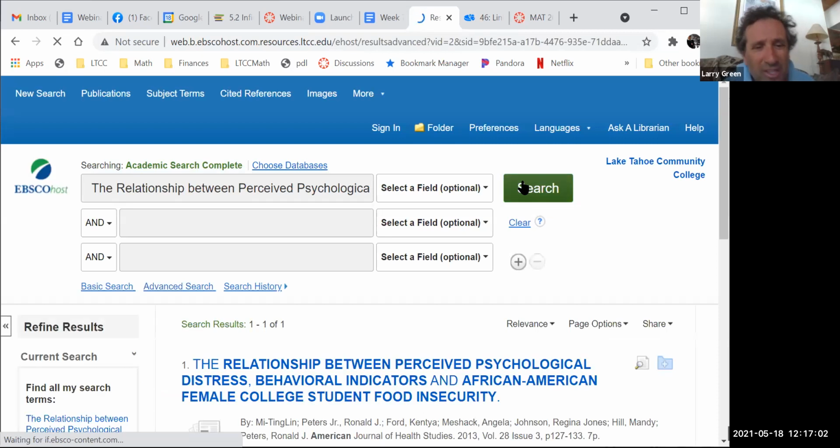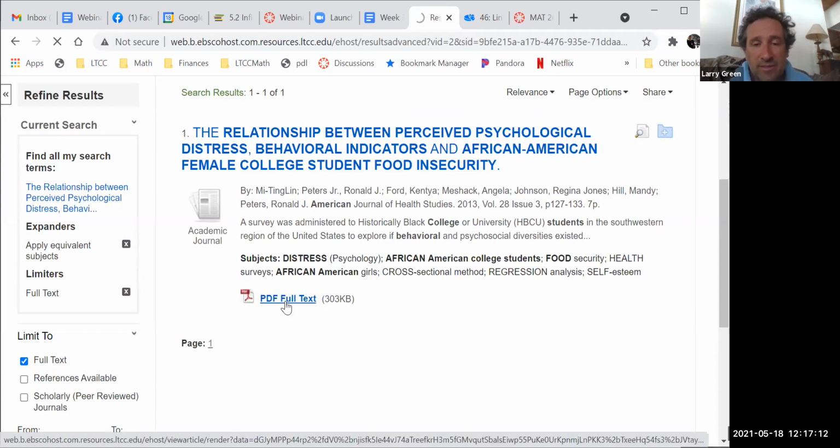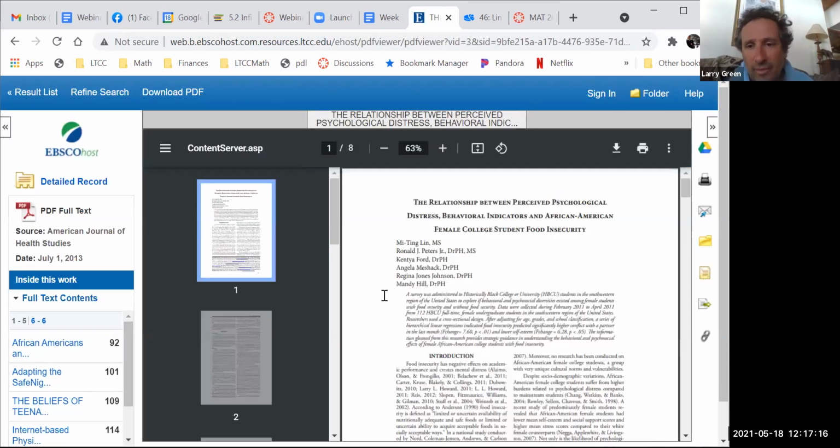Most of the time it will be the first one if it's the whole title. It's only going to find that one, because how many articles have that title? Usually just the one. I'm going to click PDF full text. And I just want to show you what articles look like. I'm not sure if you have read peer-reviewed journal articles before. Have you guys read those before?